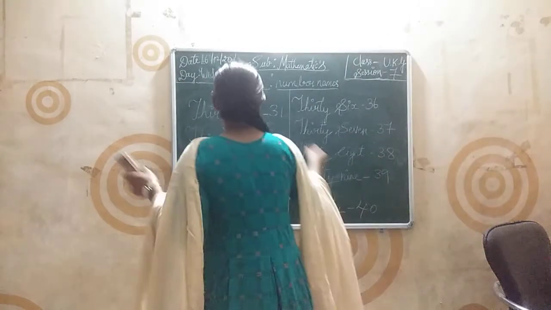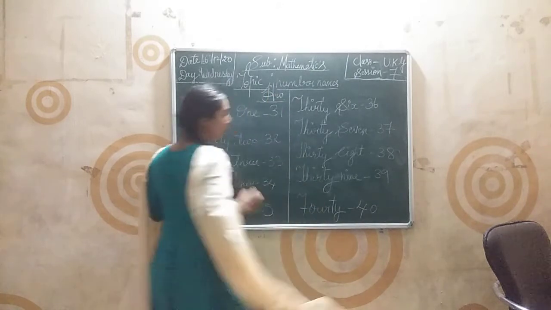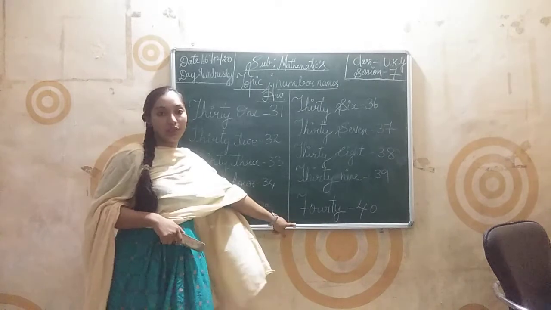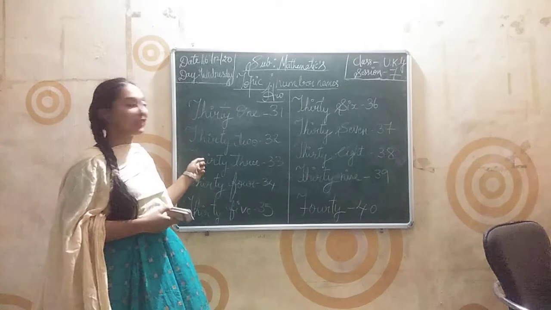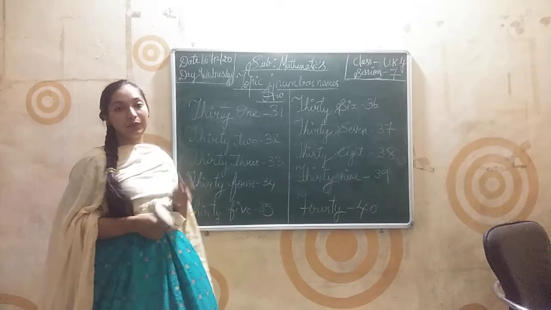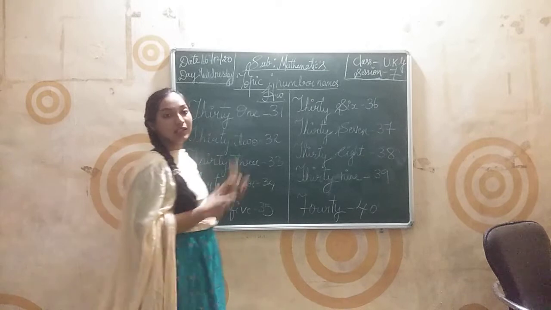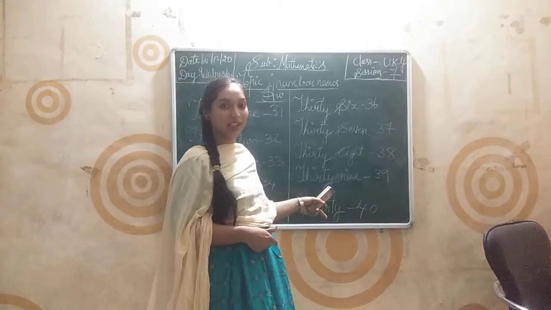So students, till here, 31 to 40 is enough in today's class. I will give you today's homework. I write here HW, homework. You have to practice the number names 31 to 40 which I have written on the board. Practice these number names two times and send the homework. I hope you have understood these number names from 31 to 40. Okay. Thank you.